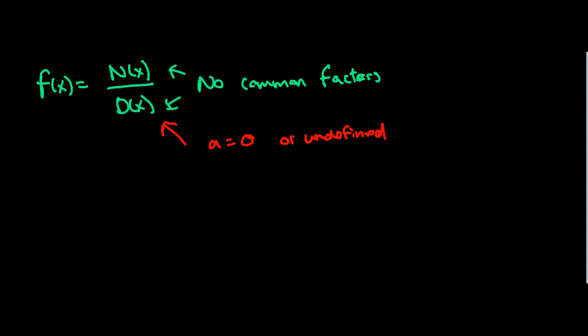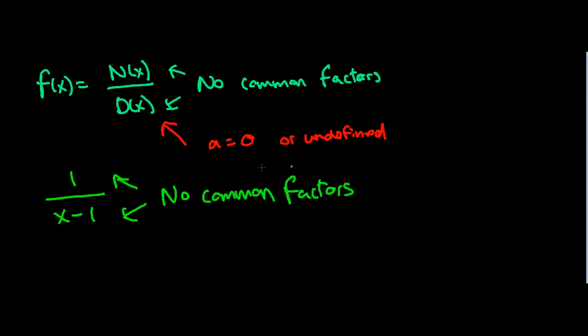So to use our previous example, we had 1 over x minus 1. We can see that there are no common factors between the numerator and denominator. So now we just look in our denominator and see what values of a give 0. And a equal to 1 gives an undefined answer, or a 0 in the denominator.